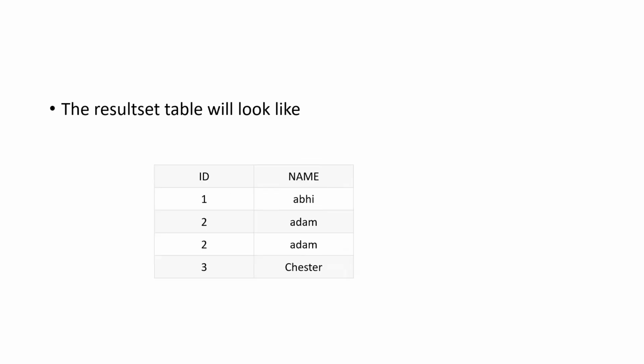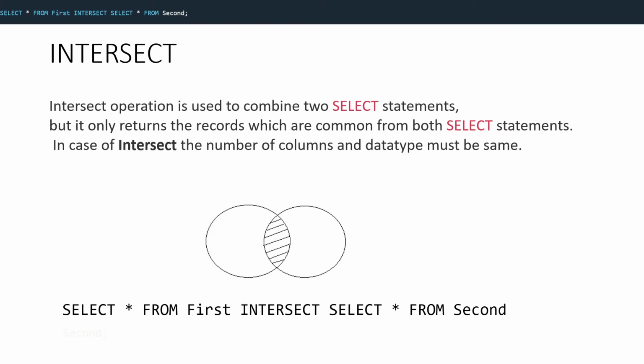Here we can see the row where id is equal to 2. This row is repeated 2 times because it was in the first table and it was in the second table. So all the rows are written with the duplicacy also.